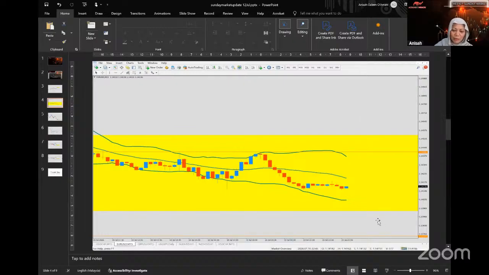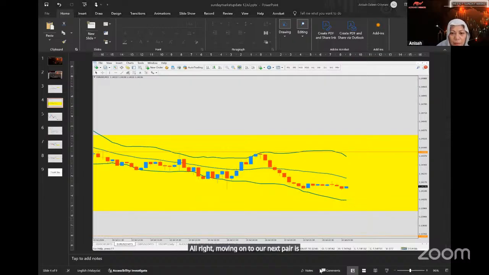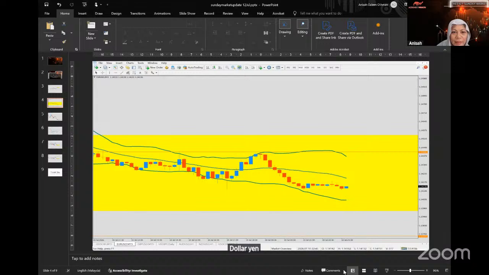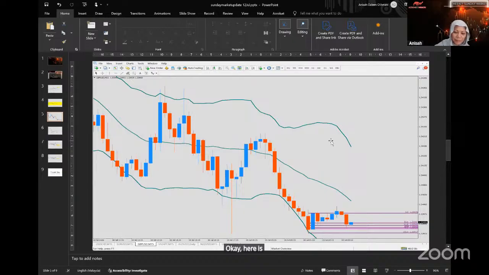All right, moving on to our next pair, dollar yen. Here it is, dollar yen. For the case of the dollar yen pair, the major trend is up. The intermediate trend is down. And the short-term time frame is actually doing a bit of ranging here, or sideways.